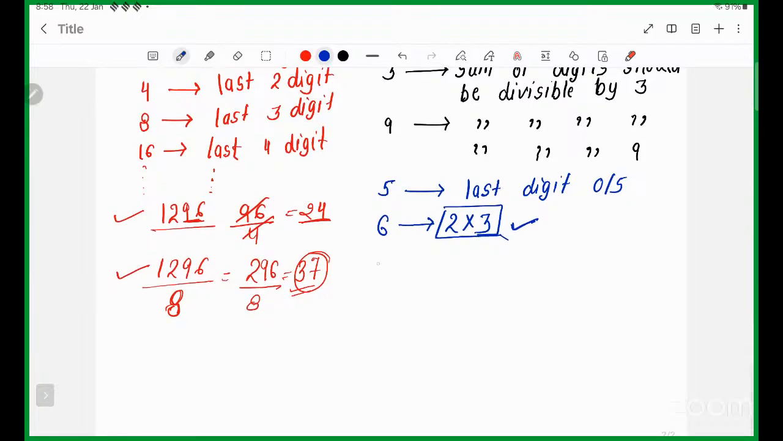10 divisibility: the last digit should be 0. For 11, we will add alternate digits.